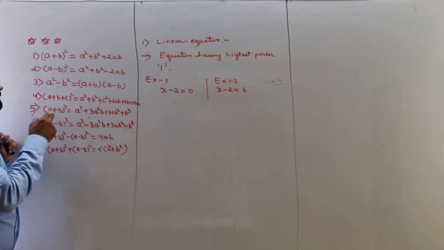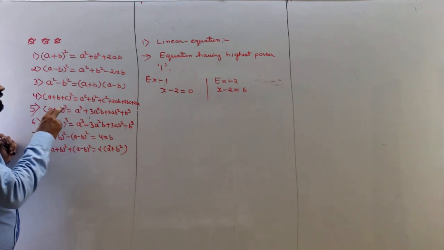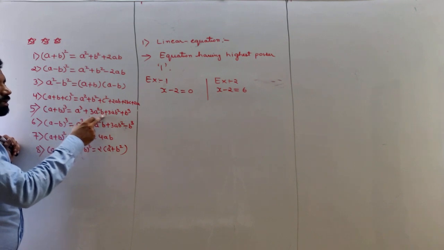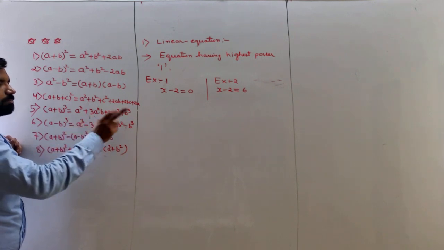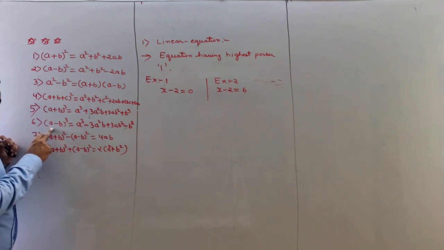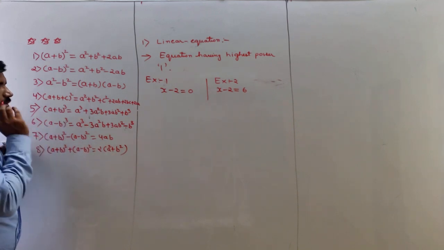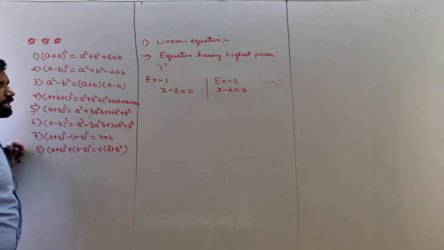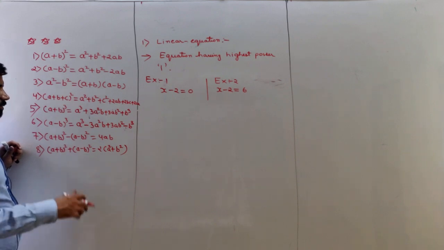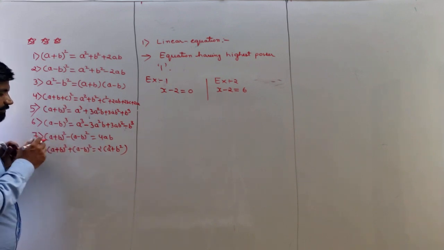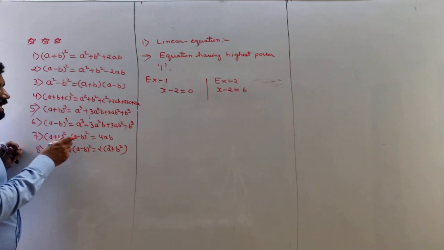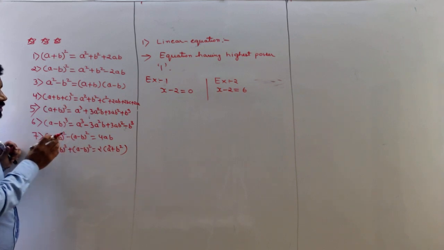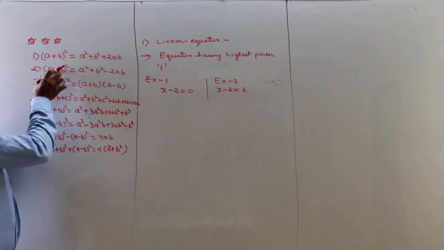Okay, understand. Fifth formula is a plus b whole cube, that is equal to a cube plus 3a square b plus 3ab square plus b cube. Understand. Sixth formula is a minus b whole cube, that is equal to a cube minus 3a square b plus 3ab square minus b cube. Understand. And seventh formula is a plus b whole square minus a minus b whole square, that is equal to 4ab.